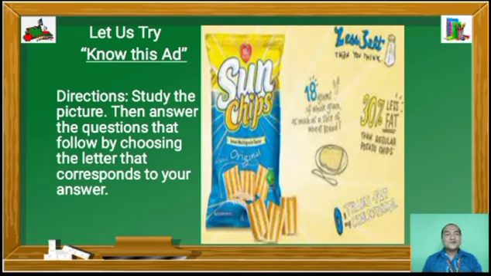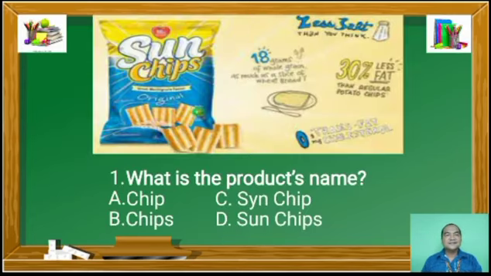Now, before we proceed to the lesson proper, let us try this activity titled Know This Ad. Directions: study the picture. Then, answer the questions that follow by choosing the letter that corresponds to your answer. Write your answer on a clean sheet of paper. Number 1. What is the product's name? Letter A, chip. Letter B, chips. Letter C, sin chip. Or letter D, sun chips. What is your answer?